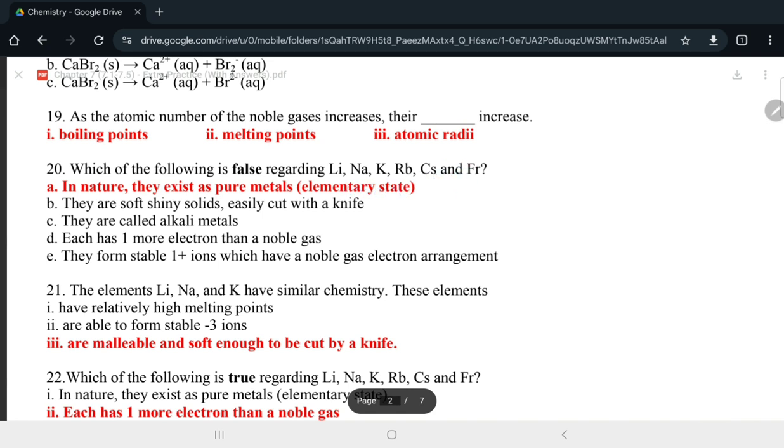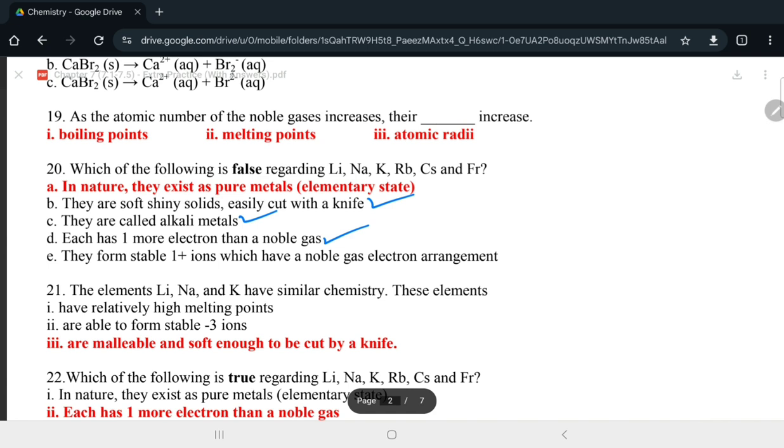Why is it false? Elements in group 1 are highly reactive, meaning that they like to mix with other elements. Therefore, you can never see them in nature being alone. You will always see them stuck together, mixed with something else. They are soft and shiny solids, which is true. They're called alkali metals, which is true. They have one more electron than a noble gas, which is true.